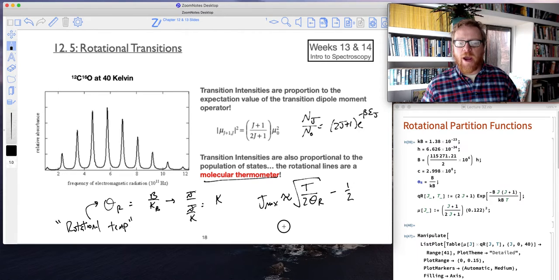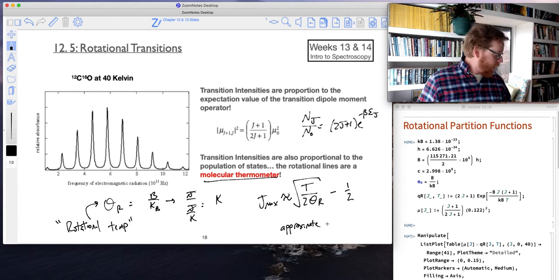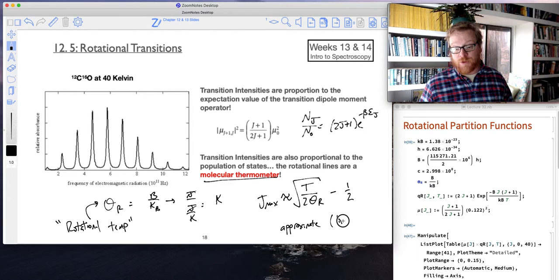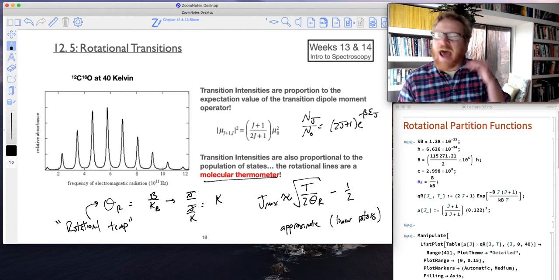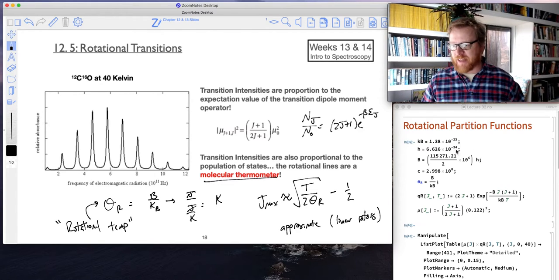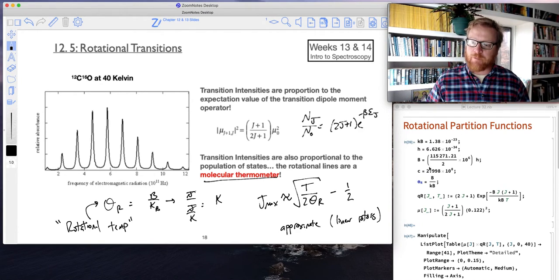And so now this equation is approximate and really only works best for, one, linear rotors. And two, really this equation only works best at higher temperatures. And I'm going to demonstrate that with my Mathematica file here on rotational partition functions.